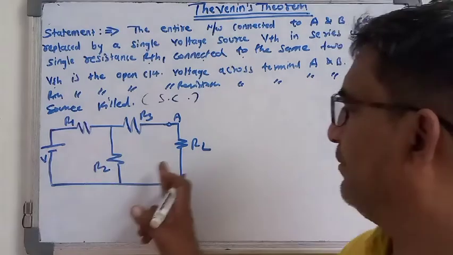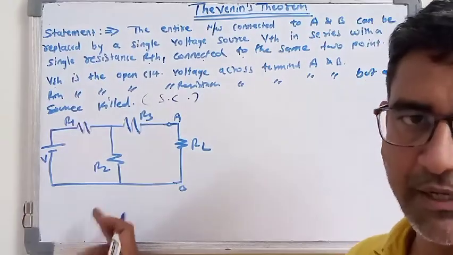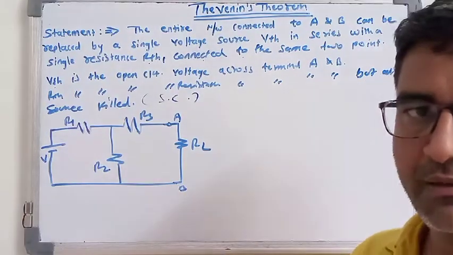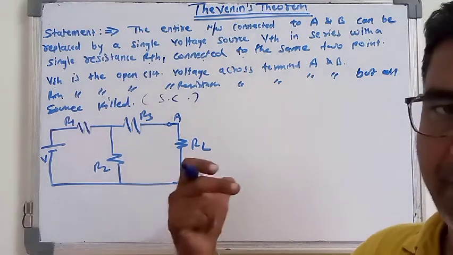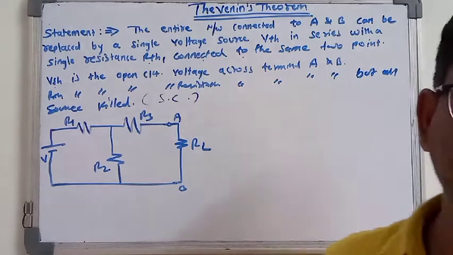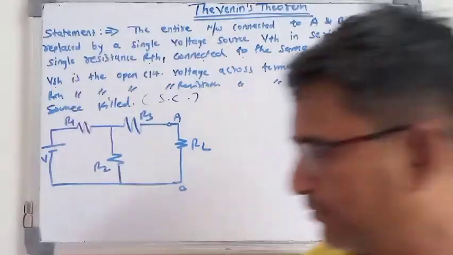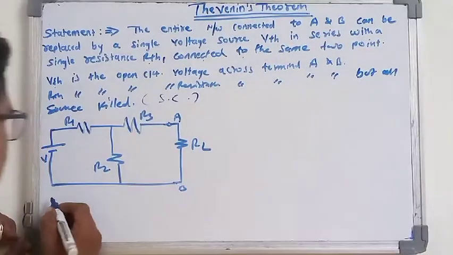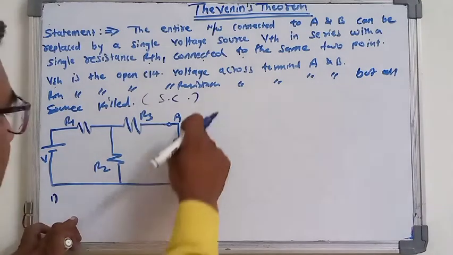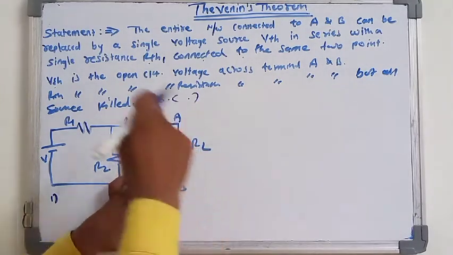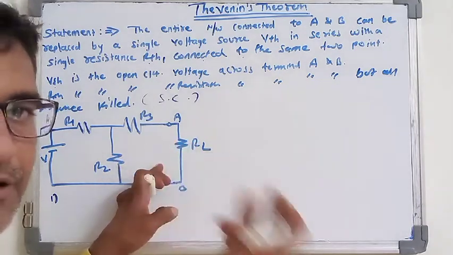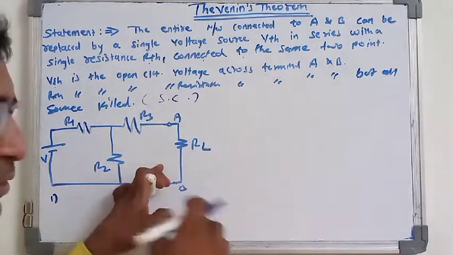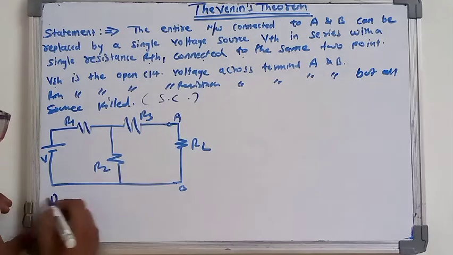So how do we find VTH and RTH? What is the first step? There are three steps involved in finding VTH, RTH, and then VL and IL. Those three steps you have to keep in mind. So what is step number one? This is the load resistance RL. You have to disconnect the load resistance RL from the circuit and redraw the circuit. The circuit will look like this after disconnecting. This is step number one.